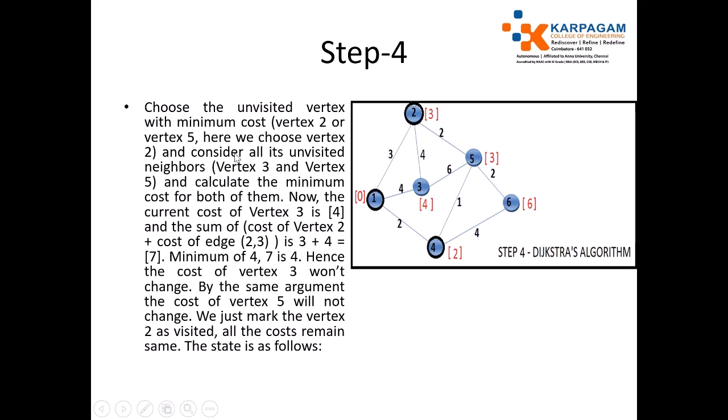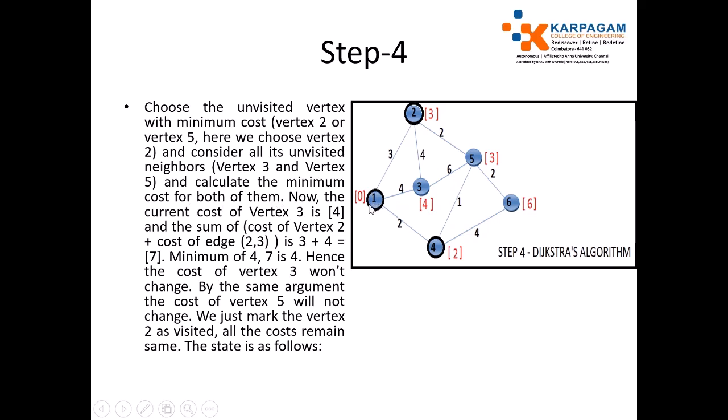So choose the unvisited vertex with minimum cost, that is vertex 2 or vertex 5. Vertex 5 also has cost 3, 2 plus 1, 3. But according to the order, you can take this one. It is arbitrary, you can take anyone because both paths have the same weight cost. So consider all its unvisited neighbors, and calculate the minimum cost for both of them.